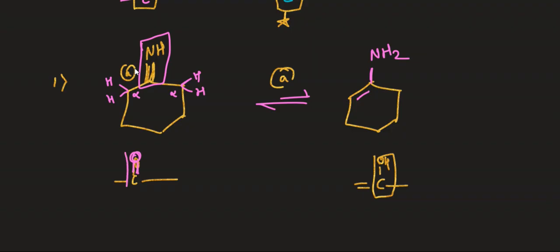That means in the previous case, C double bond O was changed to C-OH. Now NH is changed to NH2. So this is the difference. This structure you should call imine, and this structure we should call enamine.